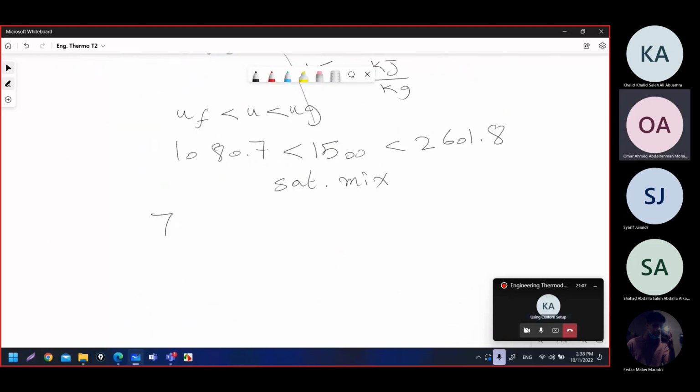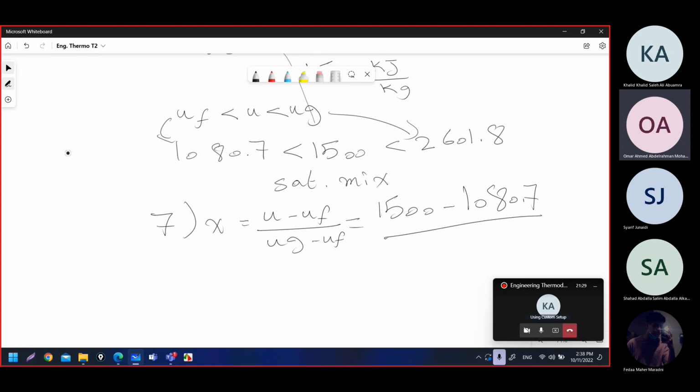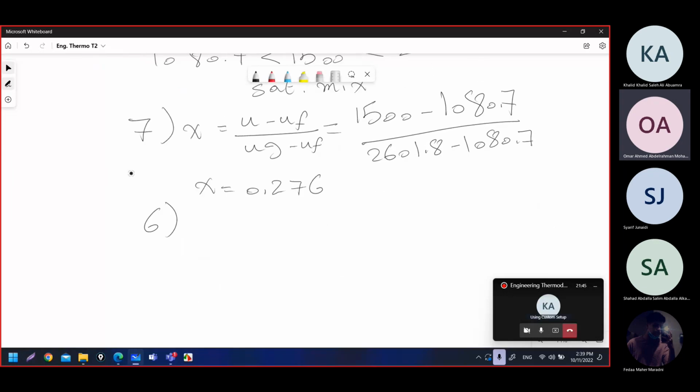For requirement number 7, X is equal to U minus UF over UG minus UF. That is UF and this one is UG, and we already have U, 1500, so it will be equal to 1500 minus 1080.7 over UG, 2601.8, minus 1080.7. Okay, so X will equal 0.276.